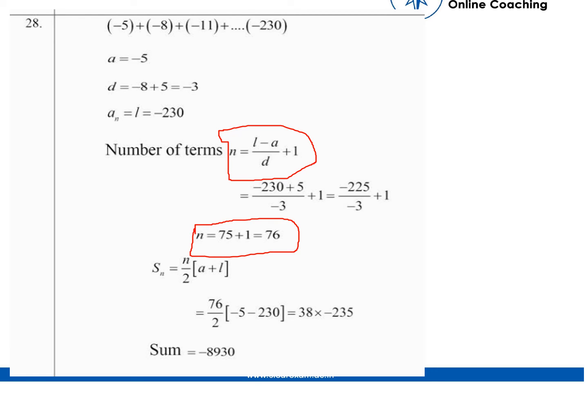Now there are two formulas for calculating the sum of an AP, one of which is n by 2 multiplied by the sum of the first and last term, and here the first term is minus 5 and the last term is minus 230. Just replace it in the formula and solve the equation. Here we have the equation 76 divided by 2 into minus 5 minus 230. So the answer we get is minus 8930. So the correct answer for the sum of the given AP is minus 8930.